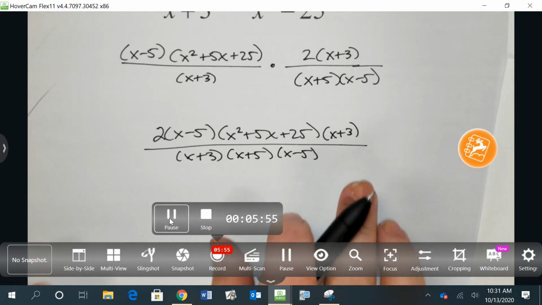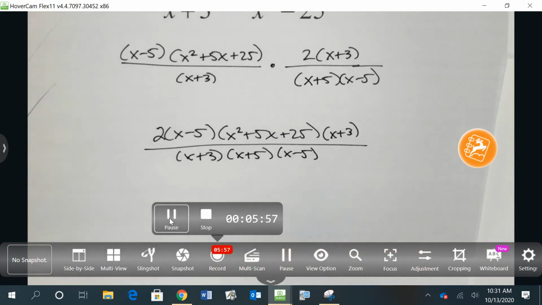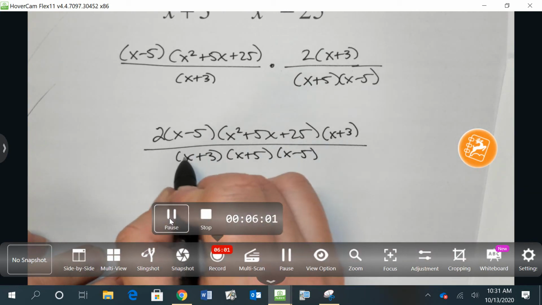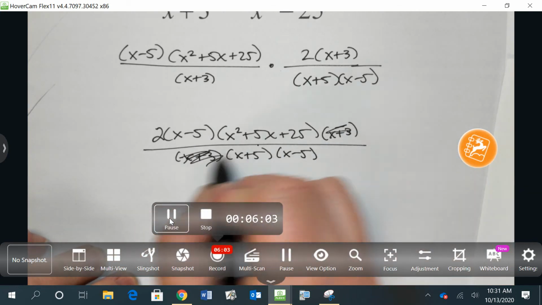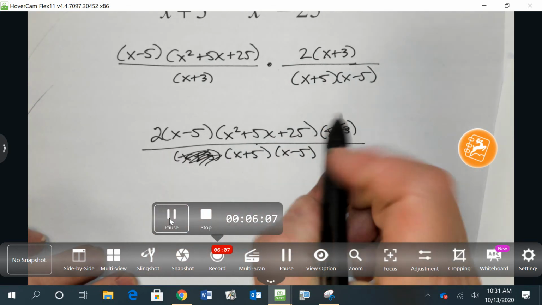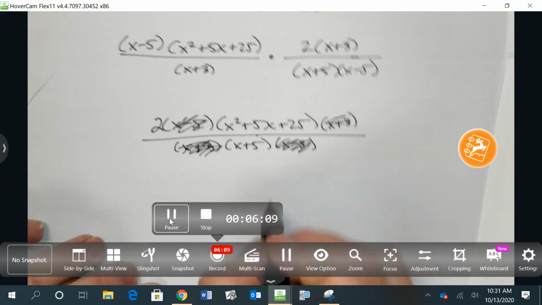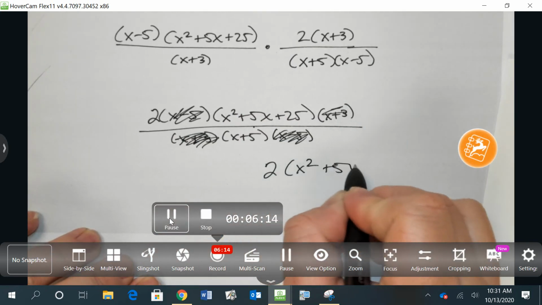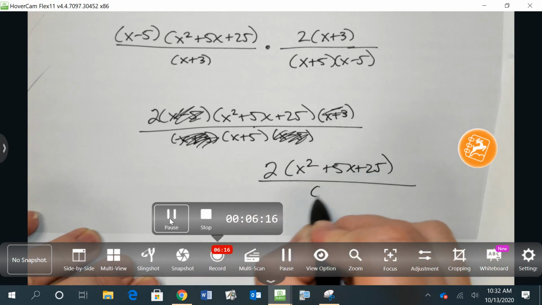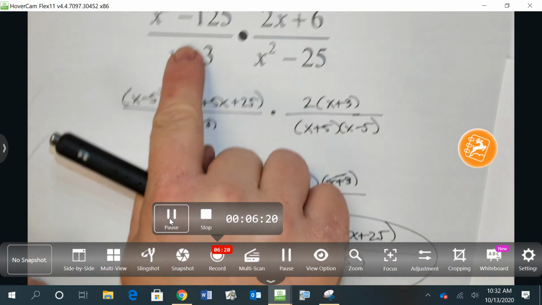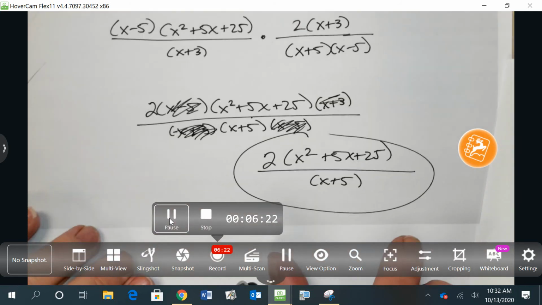And you may be wondering, well, how do you go about simplifying this? I just start with the bottom. Is there any x plus 3's on top? Oh, there is. So x plus 3 divided by x plus 3 is 1. Is there any x plus 5's? There's not, but there is an x minus 5. So my final answer is 2 times the quantity, x squared plus 5x plus 25, all divided by x plus 5. This is equivalent to this rational expression.